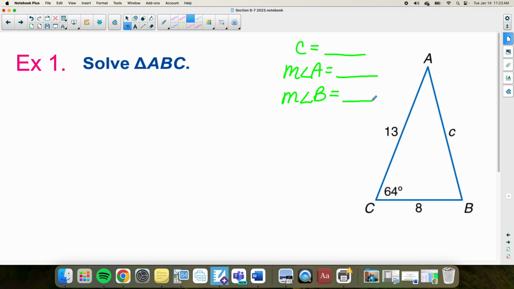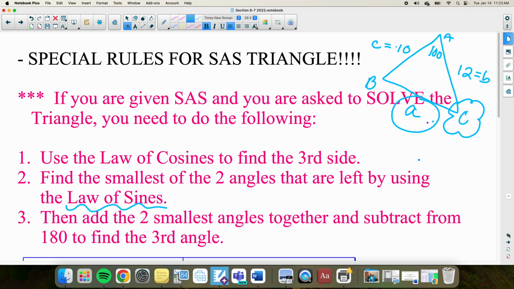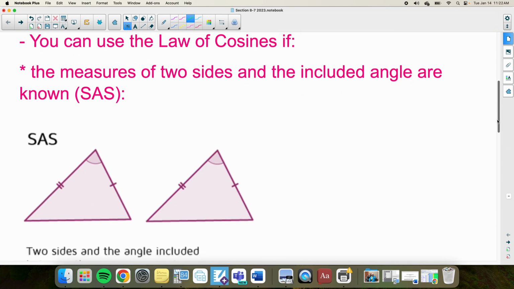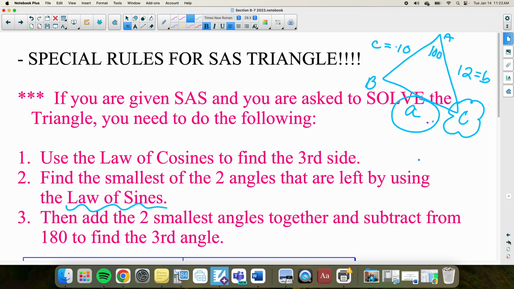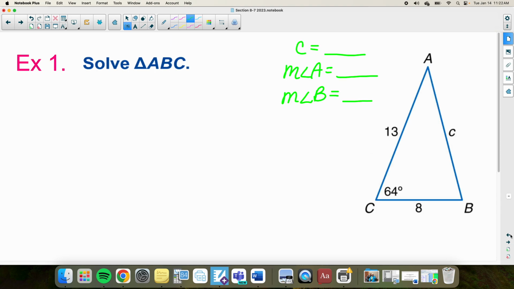That first step that you're going to do is use law of cosines to find that third side. And on your cheat sheet, you have these rules, and we're finding c. So this is our formula that we're going to use, okay? So, I'm going to try to copy that down, and hopefully I'll get it correct. Okay, so I'm going to do c squared equals a squared plus b squared minus 2ab cosine of C. Is that correct? Okay.